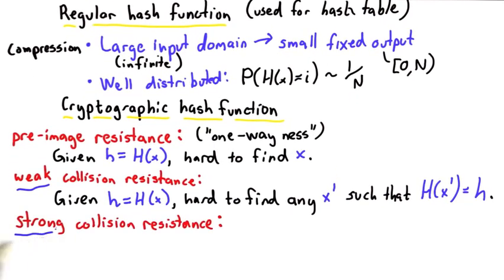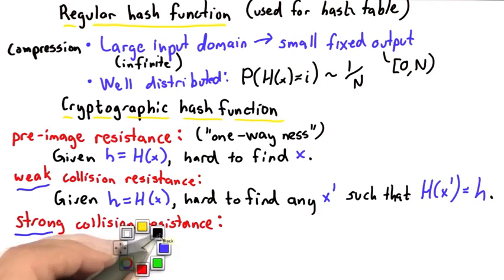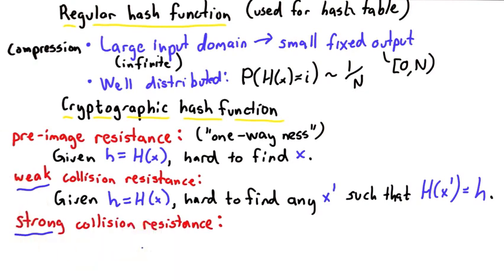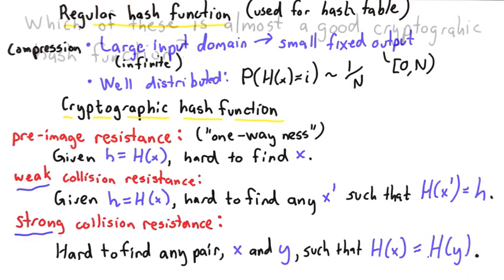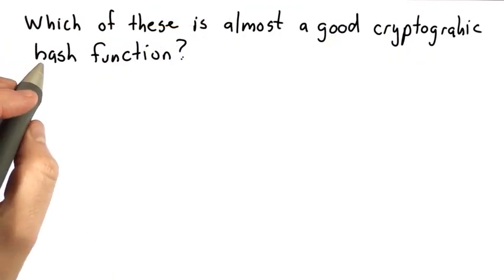And the final property is strong collision resistance, which is exactly the one we saw that we needed for the coin tossing game. And strong collision resistance requires that it's hard to find any pair, x and y, such that the hash of x is equal to the hash of y. So have we seen anything that can do this?